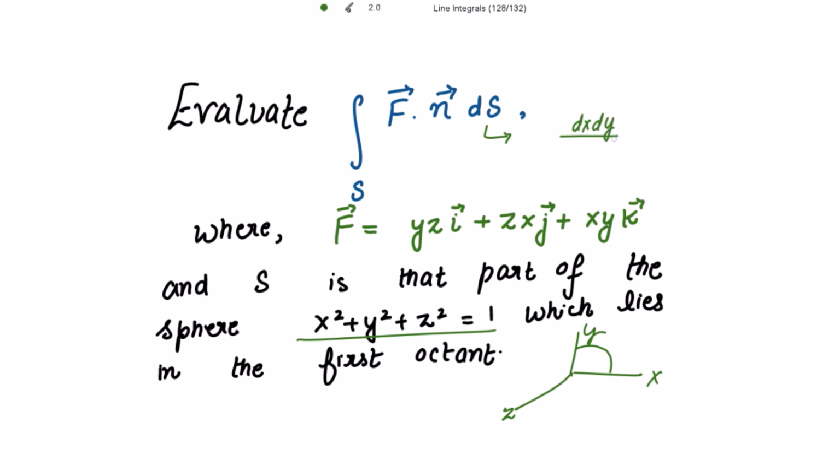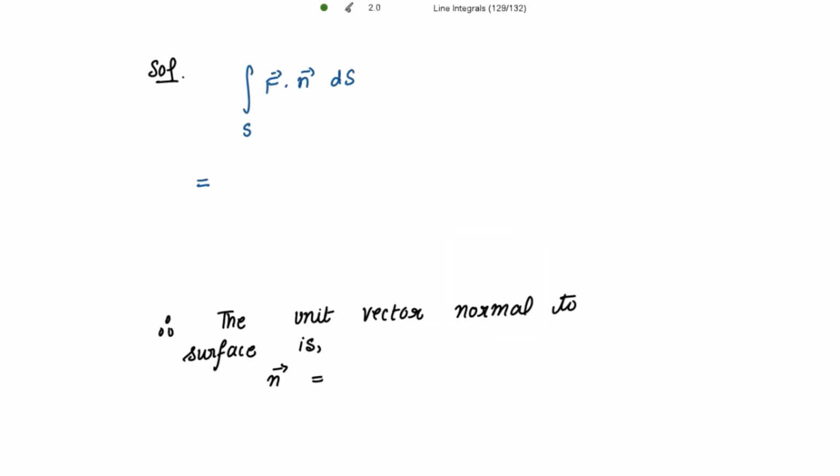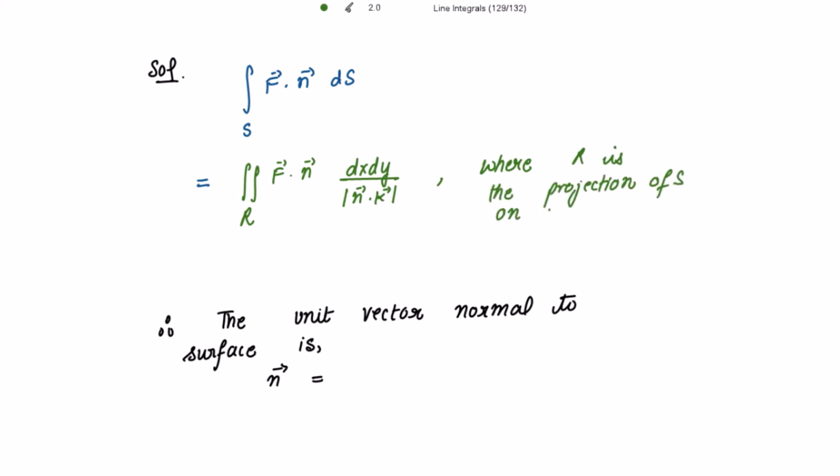dx dy, because it is lying in the xy plane, divided by mod of n vector dot product with k vector. These formulas I have already discussed in the previous contents. Please check these over there. So we need to evaluate this integral. So that is equal to the double integral f vector dot n vector. So for ds we write dx dy divided by mod of n vector dot product with k vector over the projection R, where R is the projection of S on the xy plane.